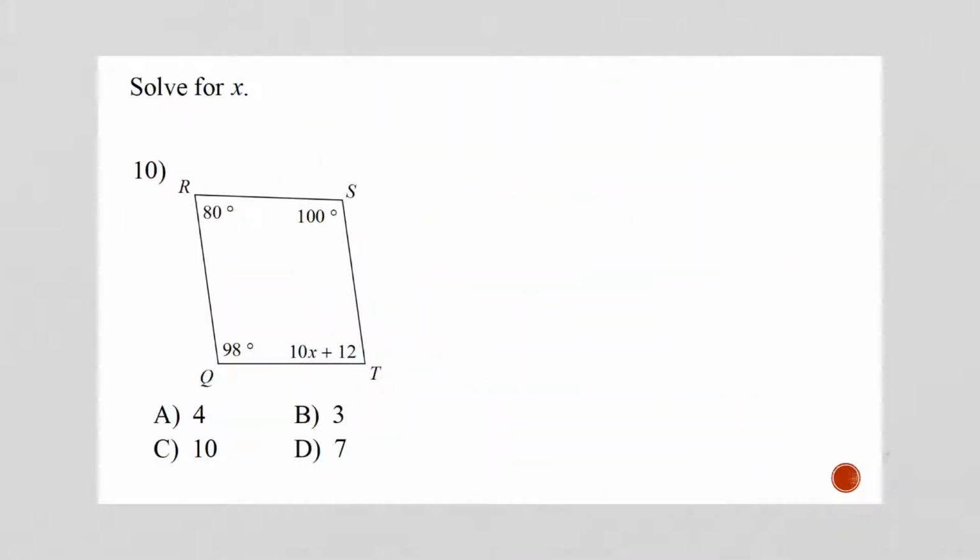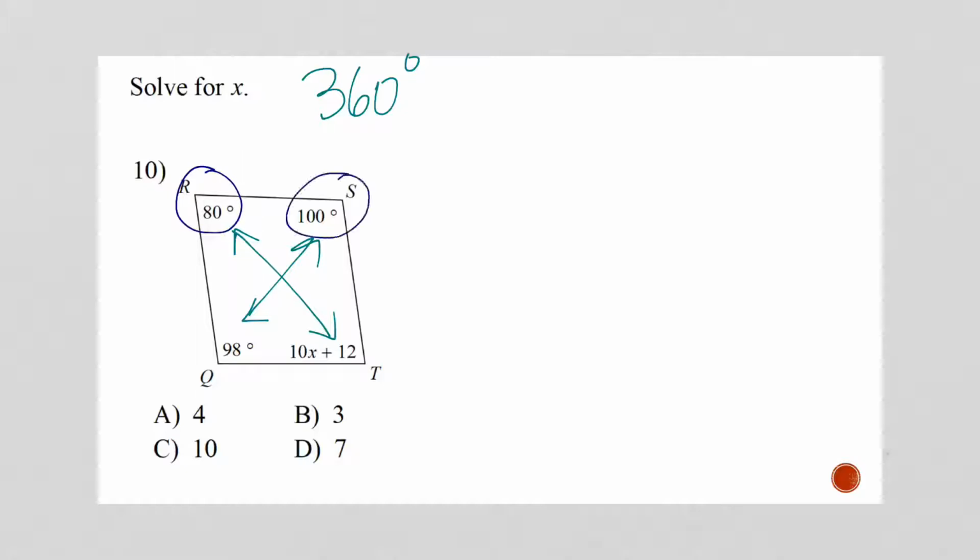Question 10 on your finals, and I have a question like this. And here, because this isn't a parallelogram, we notice that opposite angles are not congruent. But we do know that a four-sided shape, interior angles have a sum of 360 degrees. So I'm going to take angle R, angle S, angle T, and angle Q, and find their sum. So I'm going to add them all up and set them equal to 360 degrees.